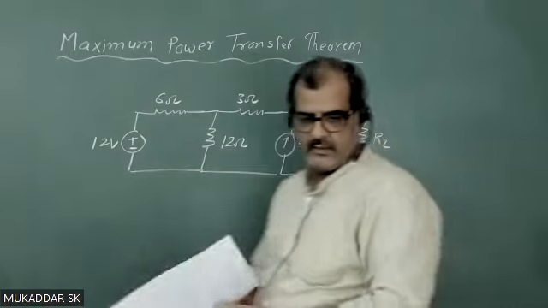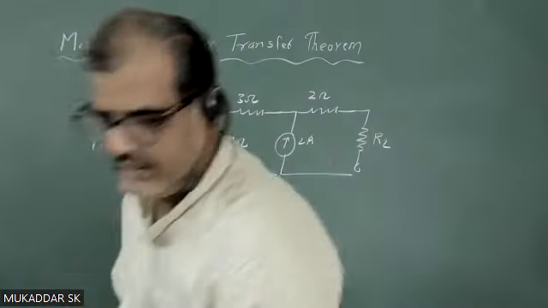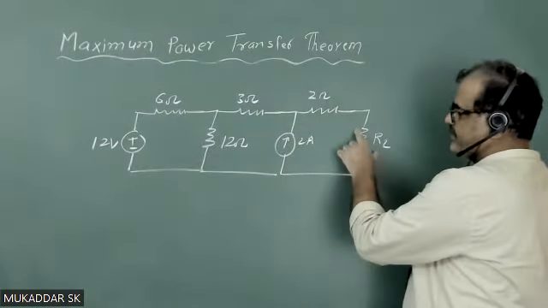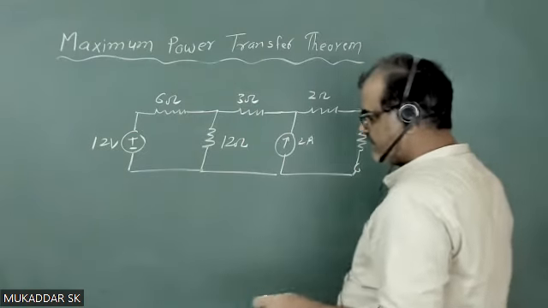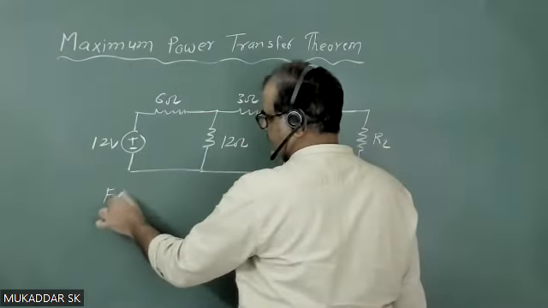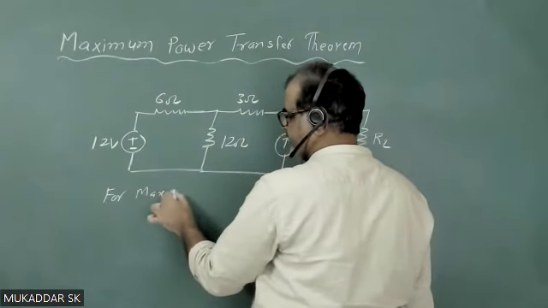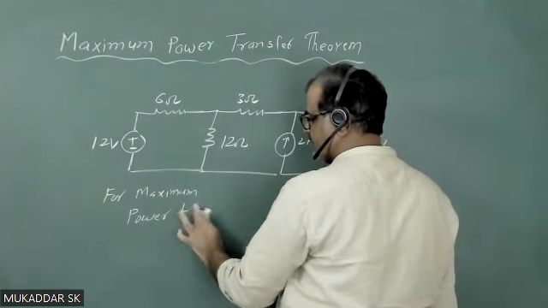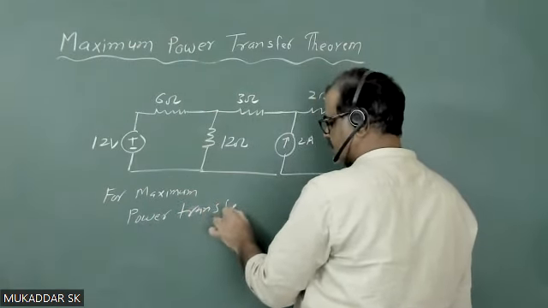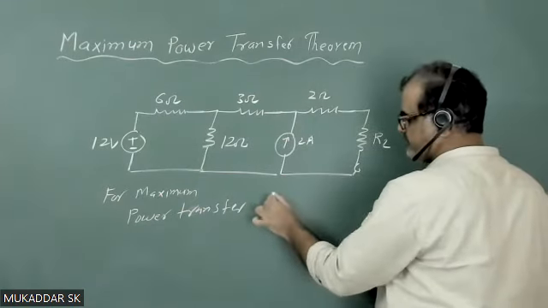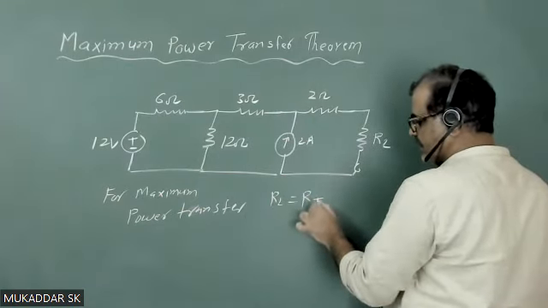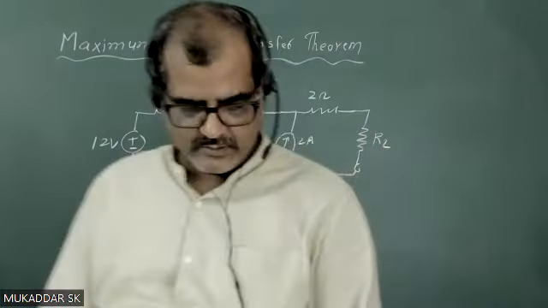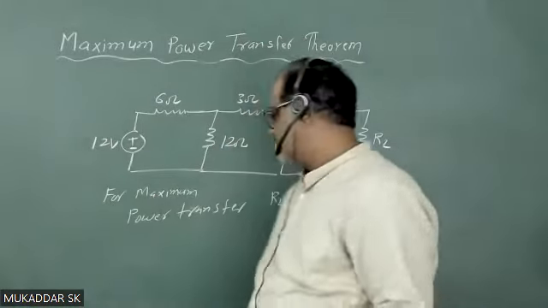Okay. Now, in this question, they're asking what is the value of RL so that the power transfer should become maximum. Okay. So we know that for maximum power transfer, our RL should be equal to R Thevenin. Okay. Now let us calculate R Thevenin.